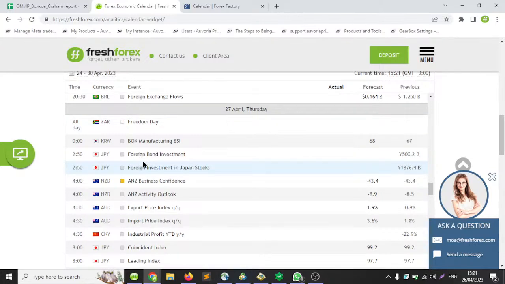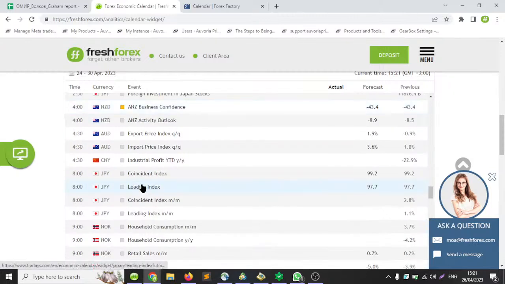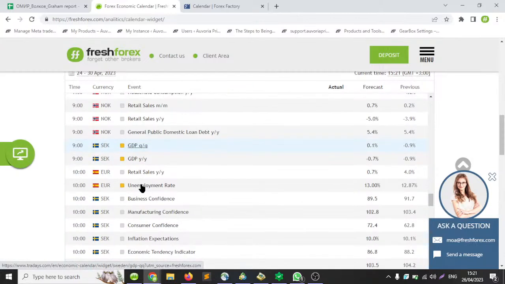Focus on high impact news. Focus on currency pairs that are being affected by that given news, and also on correlated pairs. So that is currency pairs that are currently correlating with what the news is saying.